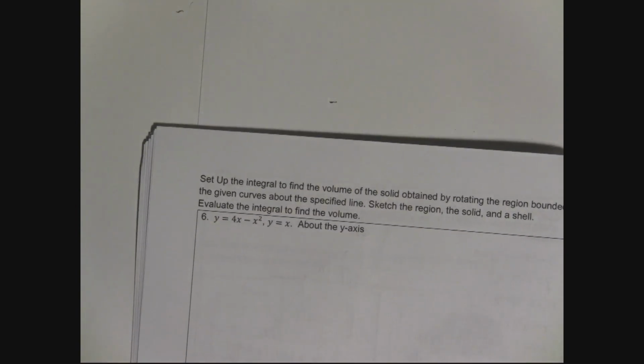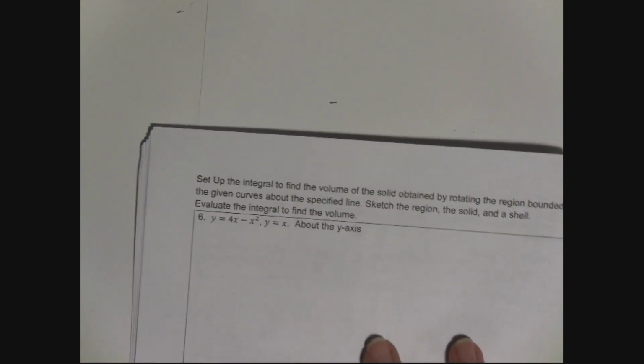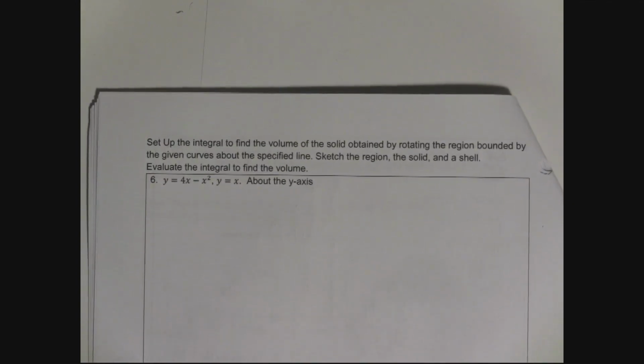So here, this is problem 6 out of your book. Was that a problem out of your book or an example I made up myself? That might have been an example problem that used to have the picture, but now they don't have the picture anymore. It makes me really sad. Okay, set up the integral to find the volume of the solid obtained by rotating the region bounded by the given curves about the specified line. Sketch the region, the solid, and the shell.